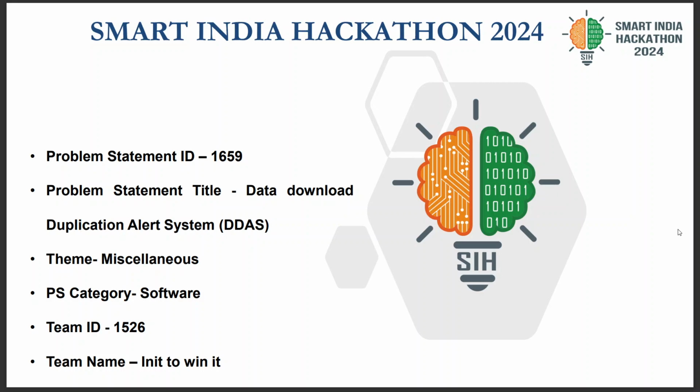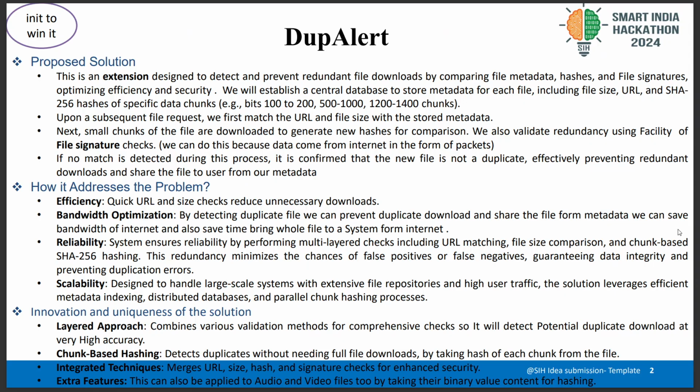Hello. The problem statement is data download duplication alert system. What basically a data download duplication alert system is, is that in an institute environment where multiple users need to access the same single file, they download it multiple times. So to reduce the bandwidth of the server and reduce the load on the server, a DDAS is needed.